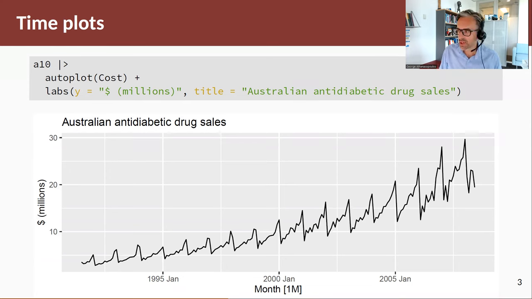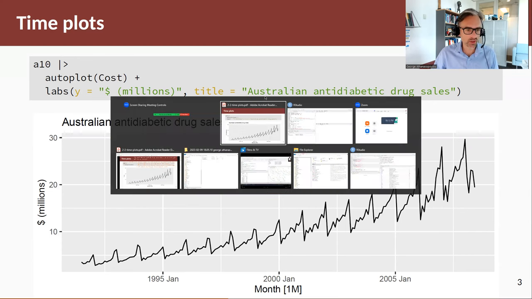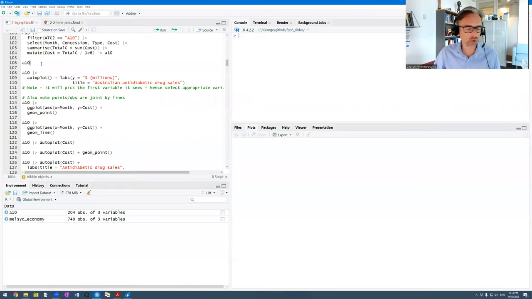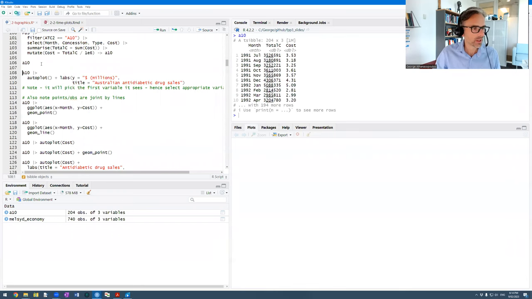So remember, the A10 variable was created by filtering from the PBS tsibble all the A10 drugs from the ATC2 category and then summing across the different concession groups and patient types. So the A10 tsibble contains the total cost of A10 drugs per month. Probably the easiest way to demonstrate this is to switch over to R and show you what these look like. So here's the A10 tsibble.